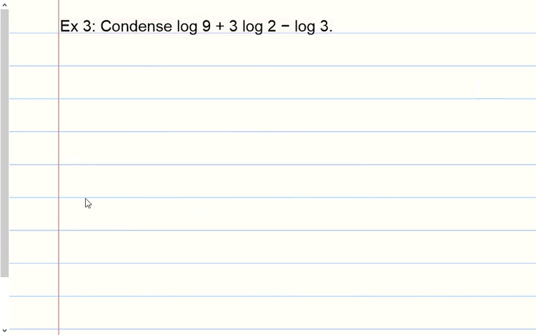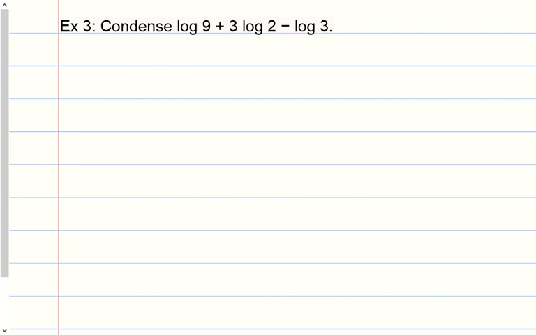Okay, now this one. This one's going the opposite direction. This says condense log of 9 plus 3 log 2 minus log 3. So remember, when there's not a base, it's base 10, but in this case right here, we don't necessarily need to write the base of 10. They all have the same base, which is an understood 10. We don't have to write it at all.